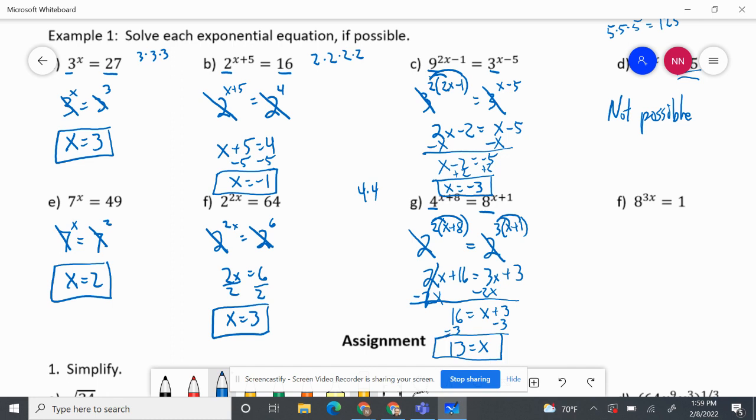Now, the last letter looks a little confusing, but anything to the 0 power is 1. So 8 to the 3x is equal to 8 to the 0, because anything to the 0 power is 1. So the bases cancel, and I get 3x is equal to 0, so x is equal to 0.